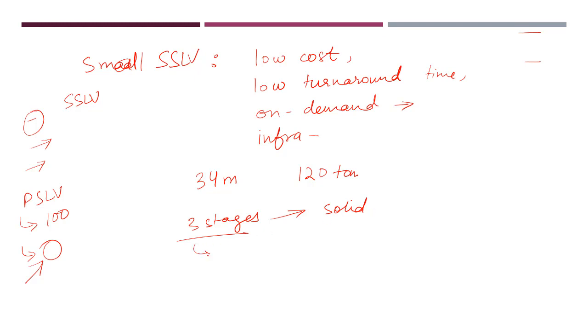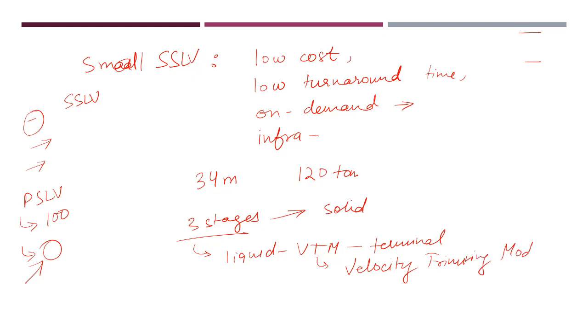But then again, there is also a liquid stage which is called VTM, that is the terminal stage. The full form is Velocity Trimming Module. This is the terminal stage, Velocity Trimming Module. In fact, this is the 4th stage. The 3 stages are solid and this is the 4th stage which is called Velocity Trimming Module and it is the liquid stage. Please remember this. This might be important for your examination.